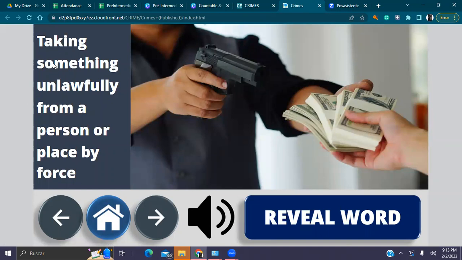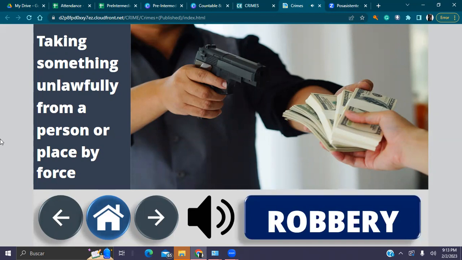Juan Campos, Hernandez. Okay. Taking something unlawfully from a person or place by force. Violent. No. Violation. No. Oh, but yeah, I said robbery like 2 minutes later. There you go. Robbery. So as I told you guys, I gave you the example of the bank, right? So let's suppose that you go to a bank with the intention of, I don't know, taking money without consent. So that will be considered a robbery. Taking something unlawfully from a person or place by force.